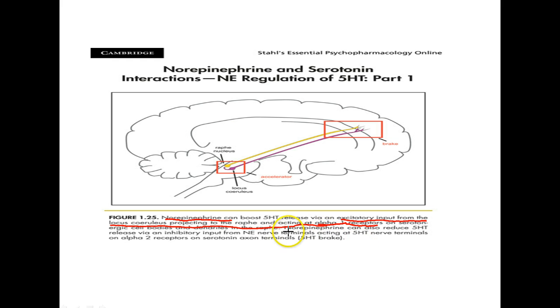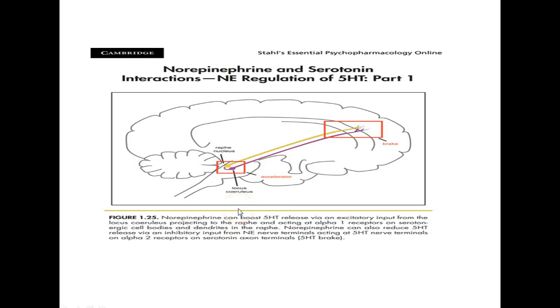Norepinephrine can also reduce the release of serotonin via inhibitory input from norepinephrine terminals. So it can be both an accelerator, as you can see here, if it's stimulating over here, and if it's on the prefrontal cortex, it can actually cause a brake on the neurotransmitter profile. So that's one of the ways these two neuron systems tend to regulate each other.